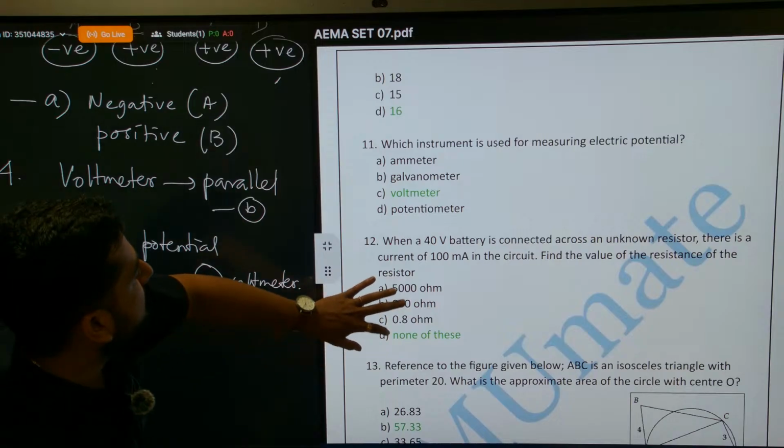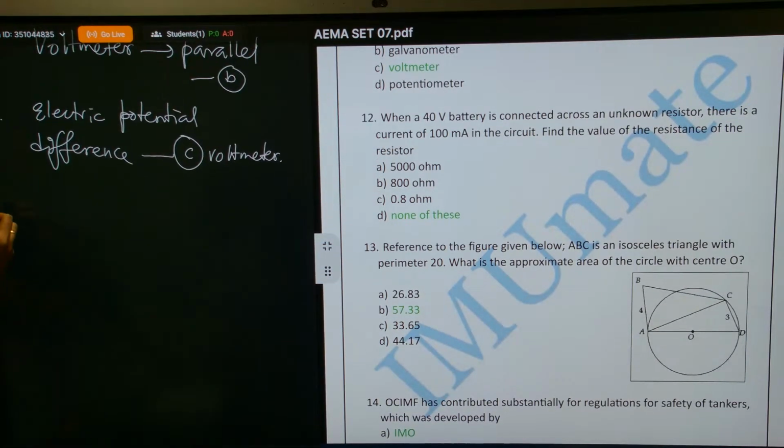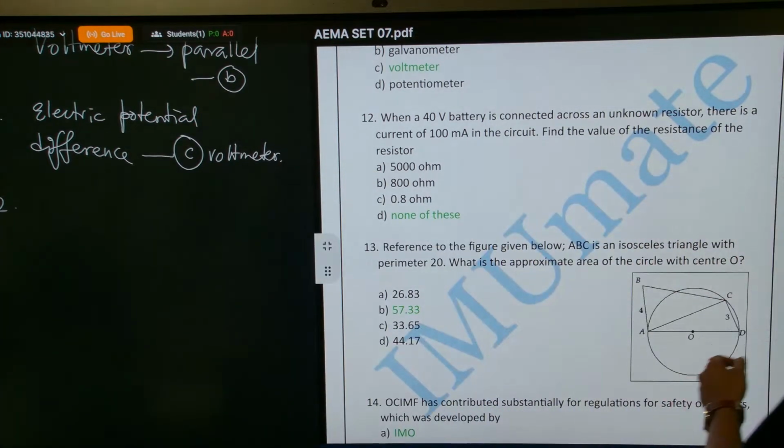Okay, now 12. Look. We will complete all sets today. Question number 12. When a 40-volt battery is connected across an unknown resistor, there is a current of 100 milliampere in the circuit. Find the value of the resistance of the resistor.